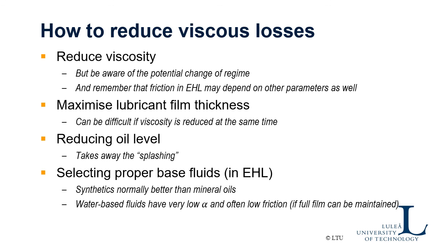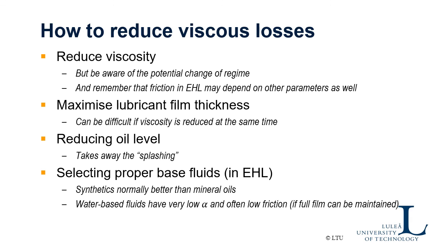So to conclude then, or to summarize, how to reduce viscous losses? Well, you can do it in different ways. You can reduce the viscosity, but if you do that, you must be aware that you may change the regime. If the viscosity becomes too small, you may end up in mixed lubrication or boundary lubrication. And you must also remember, as I showed, that in EHL, other parameters are important. It's not only the viscosity at atmospheric pressure, it's the viscosity at the operating pressure. And a low viscosity oil may have a higher EHL friction than a higher viscosity oil.